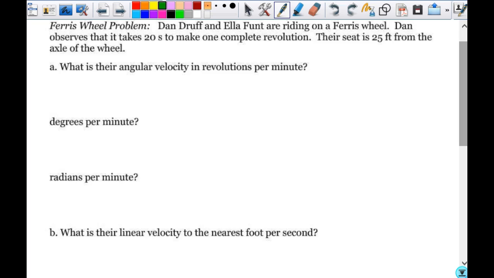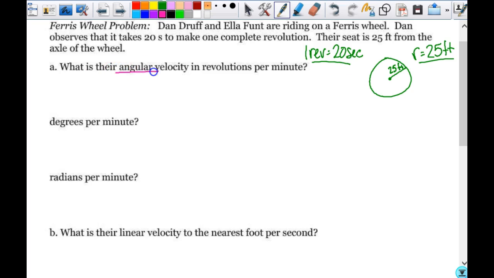So it says, Dandruff and Elephant are riding a Ferris wheel. Dan observes that it takes 20 seconds to make one complete revolution. So I know that one revolution is equal to 20 seconds. And their seat is 25 feet from the axle of the wheel, which means that the radius is 25 feet. Okay, so those are important things for me. And then it says, what is the angular velocity in revolutions per minute? Right, so my angular velocity is theta over t.